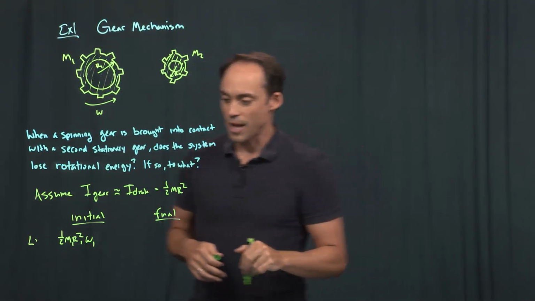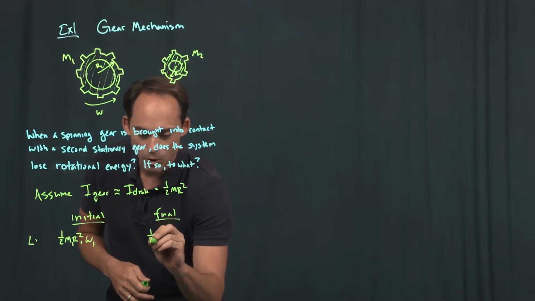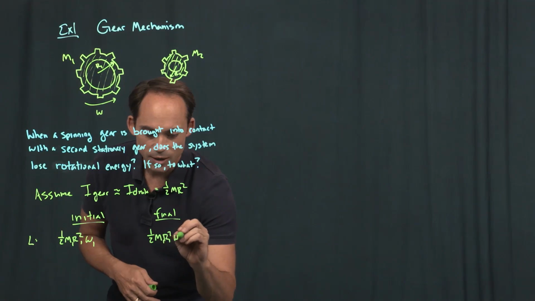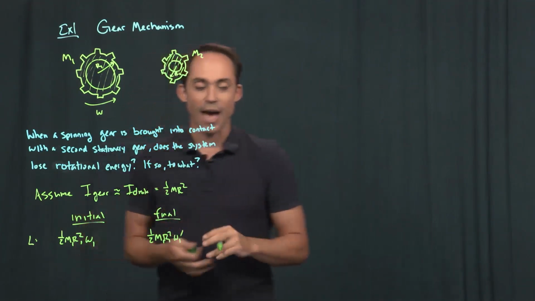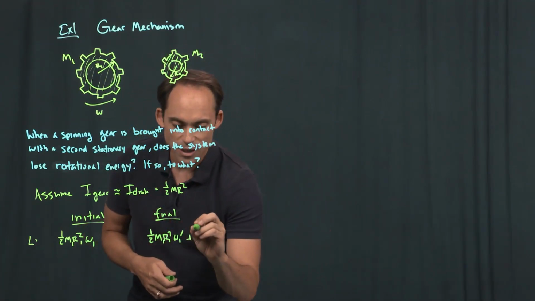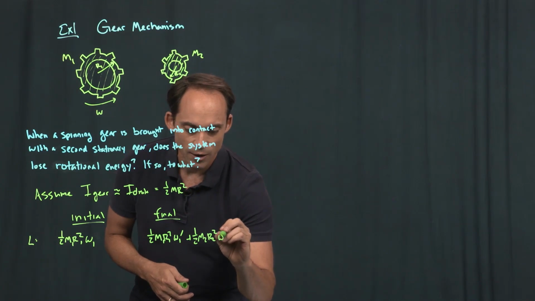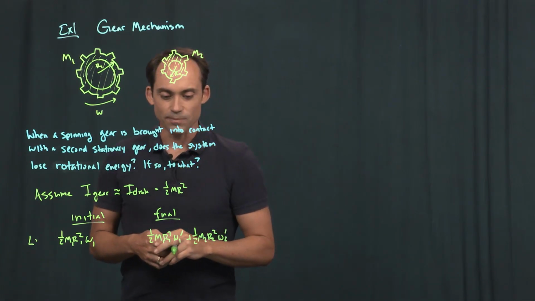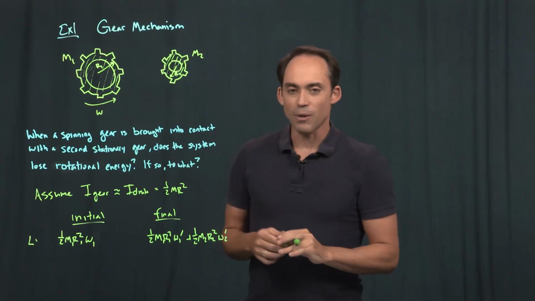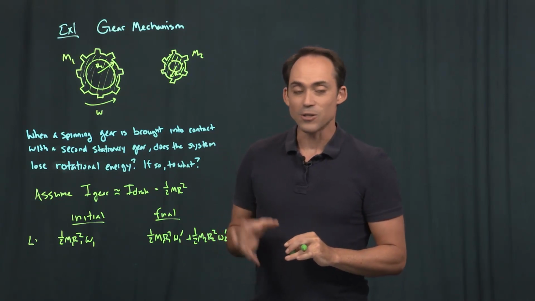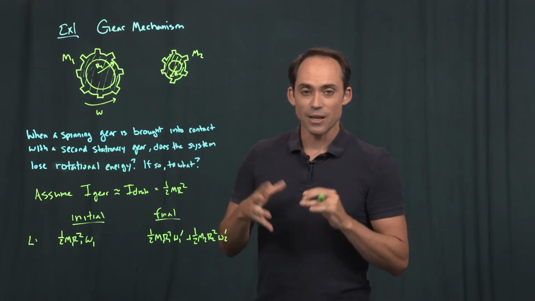And our final angular momentum is going to be 1/2 times m1 r1 squared times its angular velocity after the collision, plus the second wheel will have its own angular momentum, m2 r2 squared, times its angular velocity after the collision. And just to keep in mind, when we're defining these angular momenta, we're defining them about their centers of mass because we're looking at the angular momentum of the system.